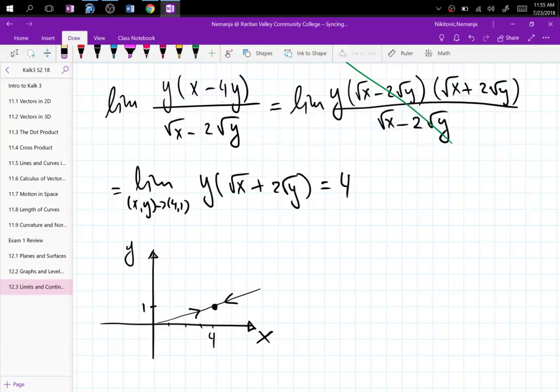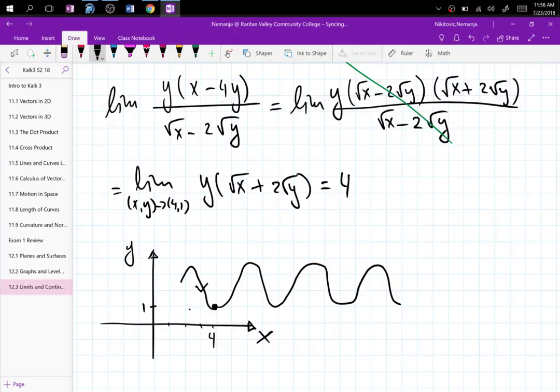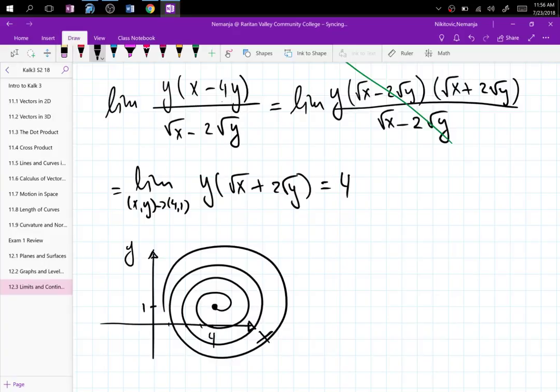Right? But now, that could also be a vertex of a parabola. And I can approach like this. It could also be a point where you start your negative cosine and go like that forever. Right? There's your approach. For more exotic cases, you can spiral in if you want to. It doesn't matter, right? Under every approach that you pick, you must have the same value.